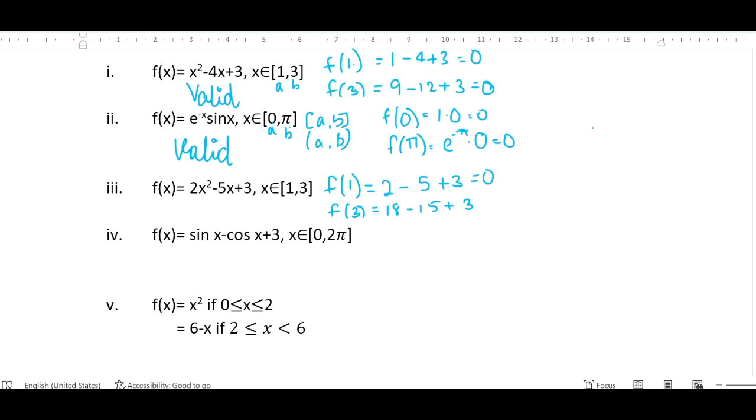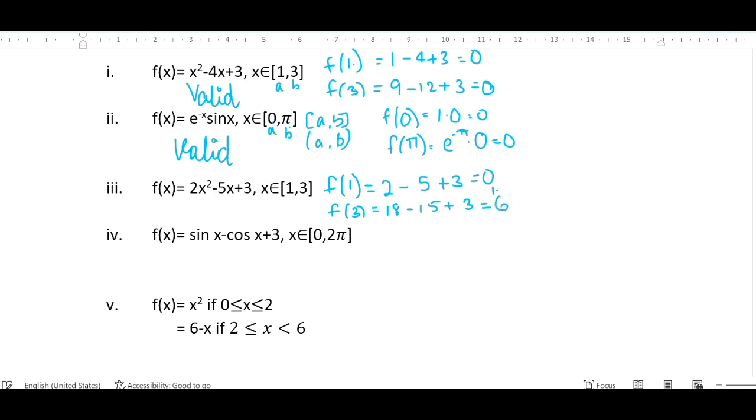Okay, so as per the conditions over here, the first two conditions are easily satisfied. And when we get to the third condition, it is satisfied again, right? So let's see, 2 into 1, that is 2, minus 5 plus 3, 0. 2 into 3 square, that is 9. And then minus 5 into 3, that is 15. So 18 minus 15 is 3, plus 3 is 6, right?